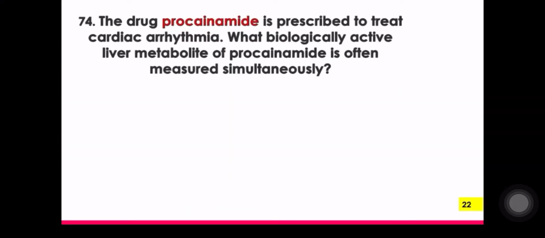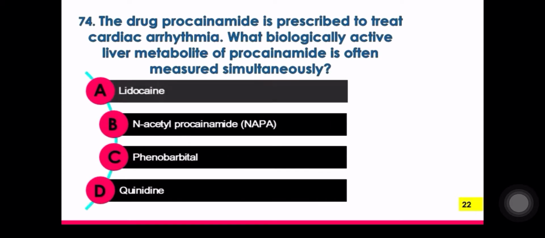Next, the drug procainamide is prescribed to treat cardiac arrhythmia. What biologically active liver metabolite of procainamide is often measured simultaneously po? So is it letter A, lidocaine, letter B, NAPA, or N-acetylprocainamide, letter C, phenobarbital, or letter D, quinidine po?